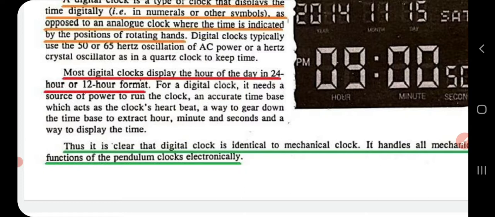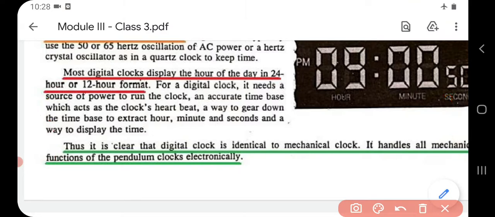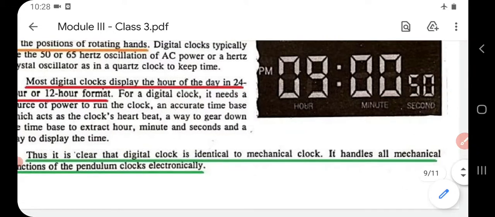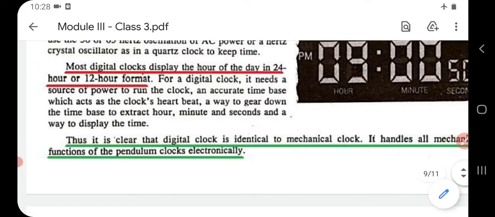Then a digital clock needs a source of power to run the clock, and an accurate time base which acts as the clock's heartbeat. Then it also needs a way to gear down the time base to extract hours, minutes, seconds, and a way to display the time. See, here in a digital clock everything is represented individually, that is you need an hour display, minute, second. Thus, it is clear that a digital clock is identical to a mechanical clock. It handles all mechanical functions of the pendulum clocks electronically.